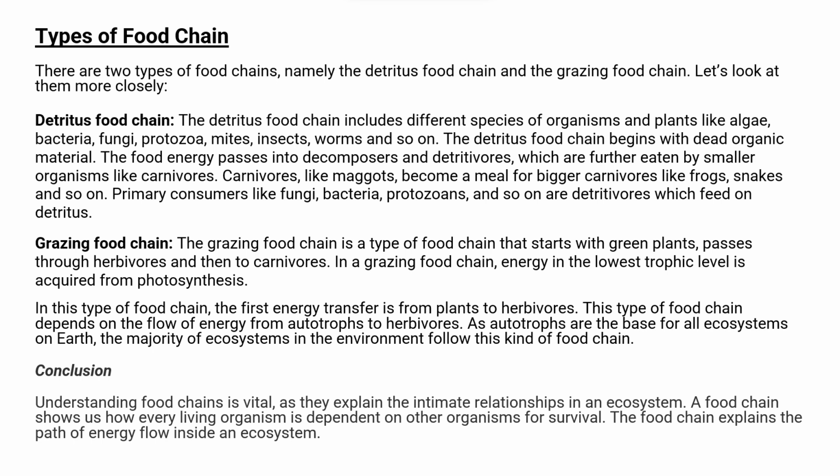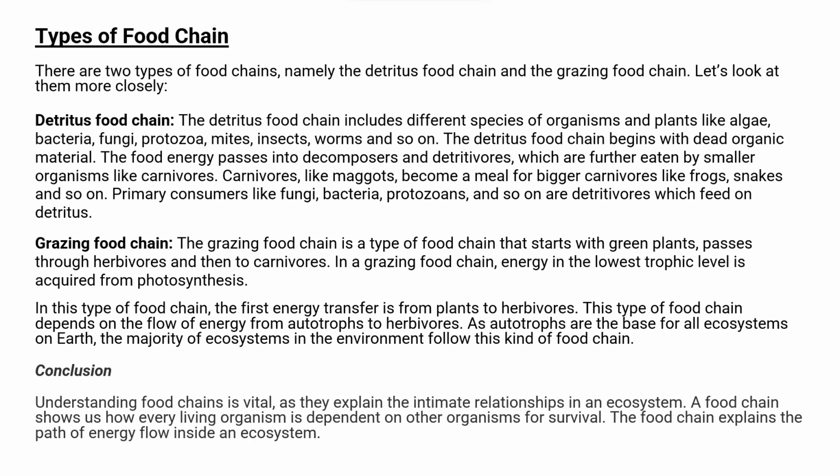Types of food chain. There are two types of food chains, namely the detritus food chain and the grazing food chain. Let's look at them more closely. Detritus food chain. The detritus food chain includes different species of organisms and plants like algae, bacteria, fungi, protozoa, mites, insects, worms, and so on.